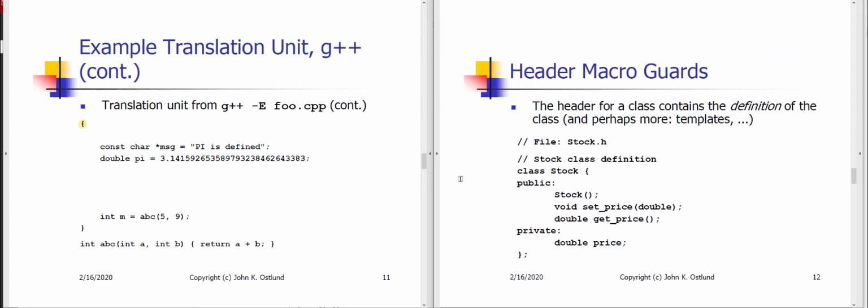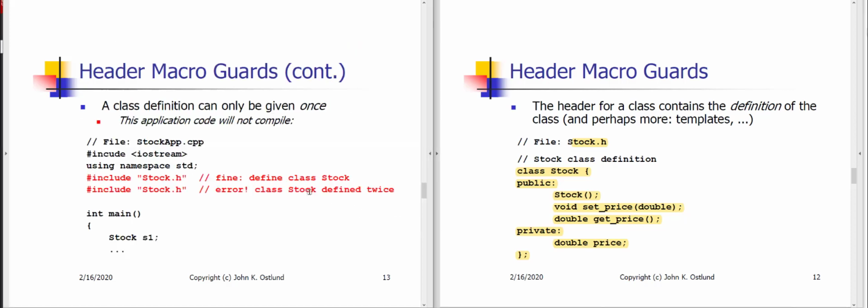Well, remember, we have been creating headers describing things like stocks and employees and managers. A class definition, such as the stock class definition here, can only appear one time in the translation unit for a file being compiled. So here on slide 12, we have our stock header with the class stock definition and some public members and a private price.